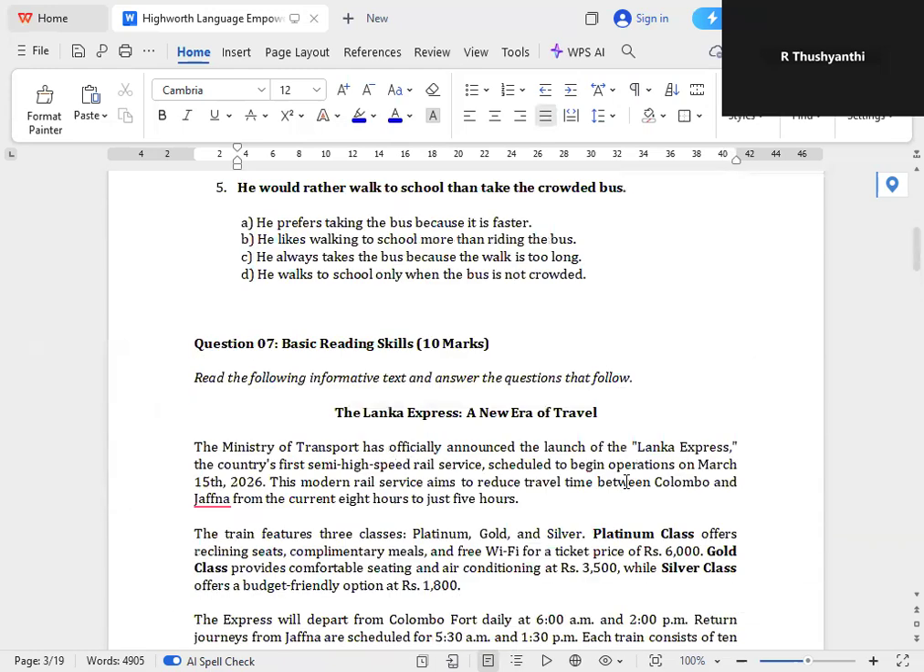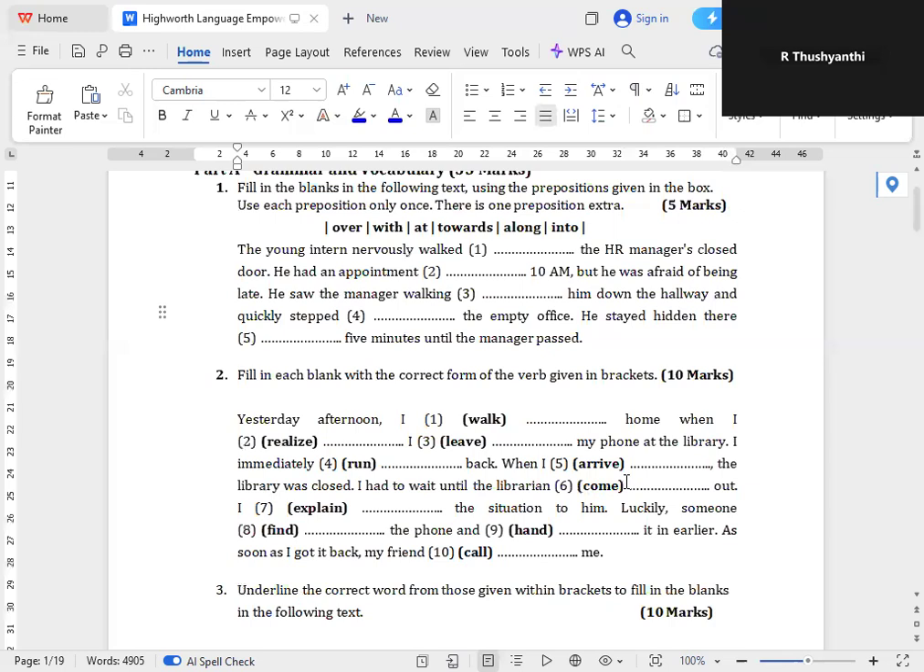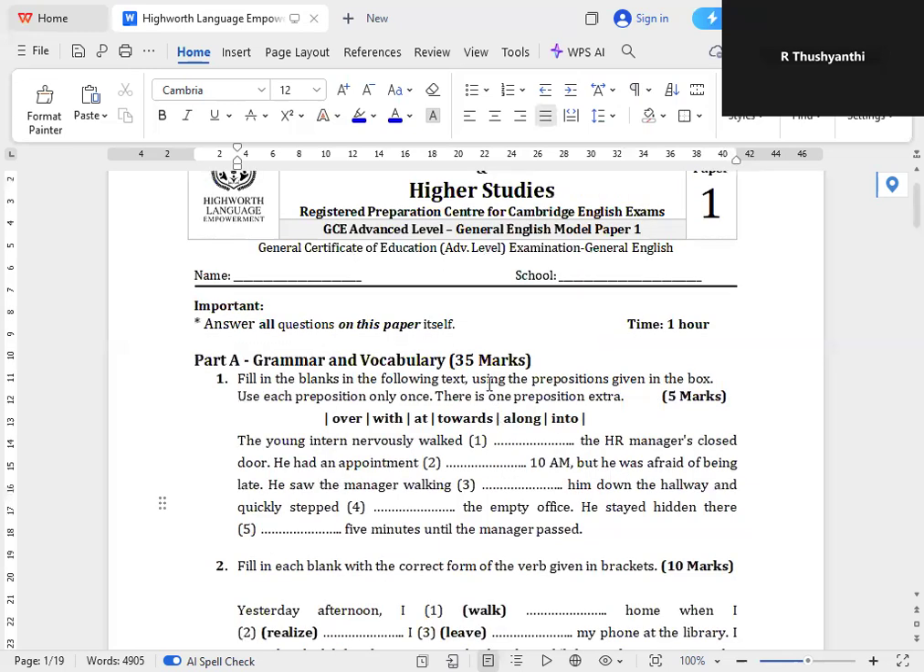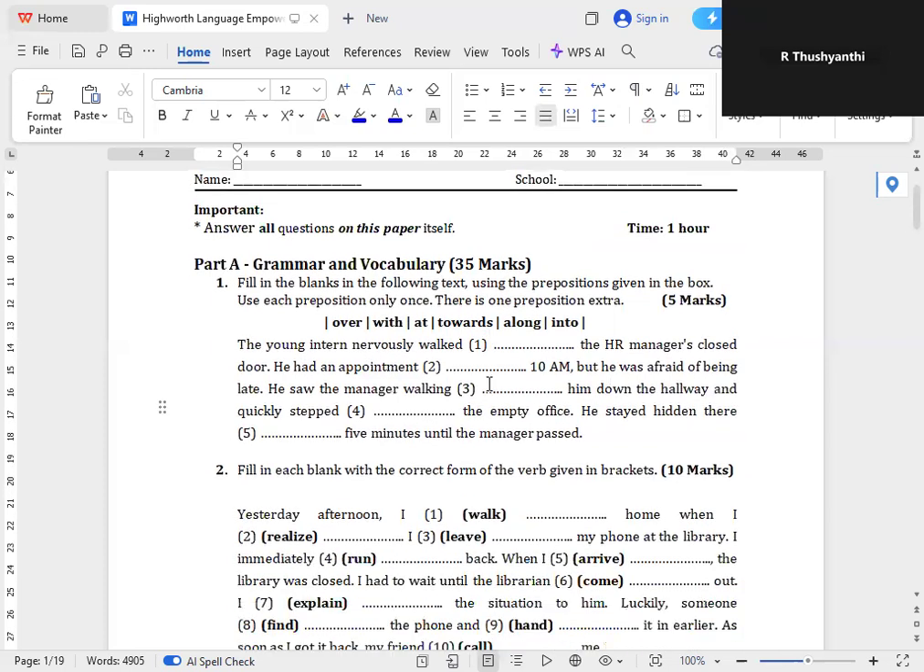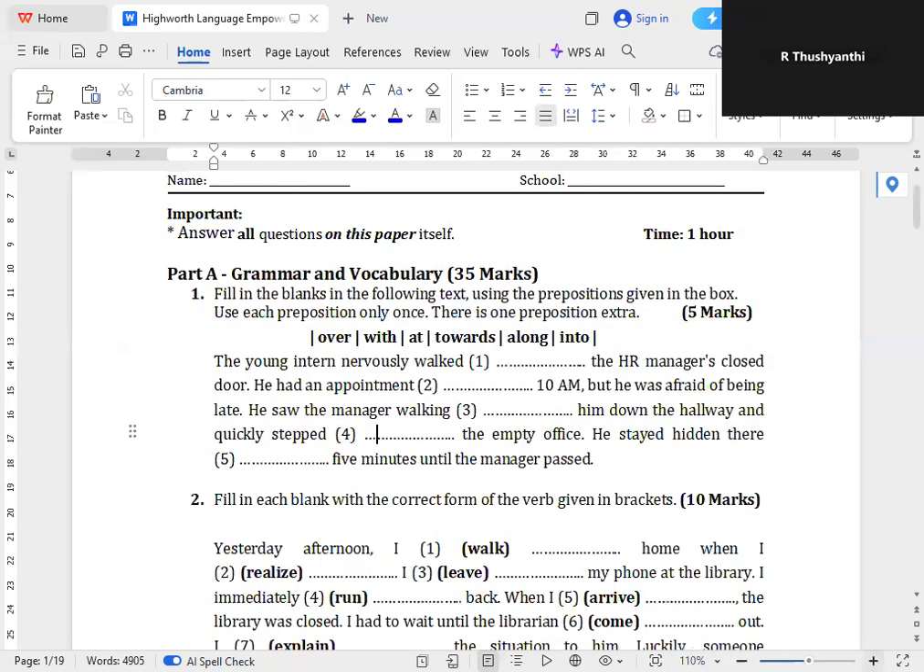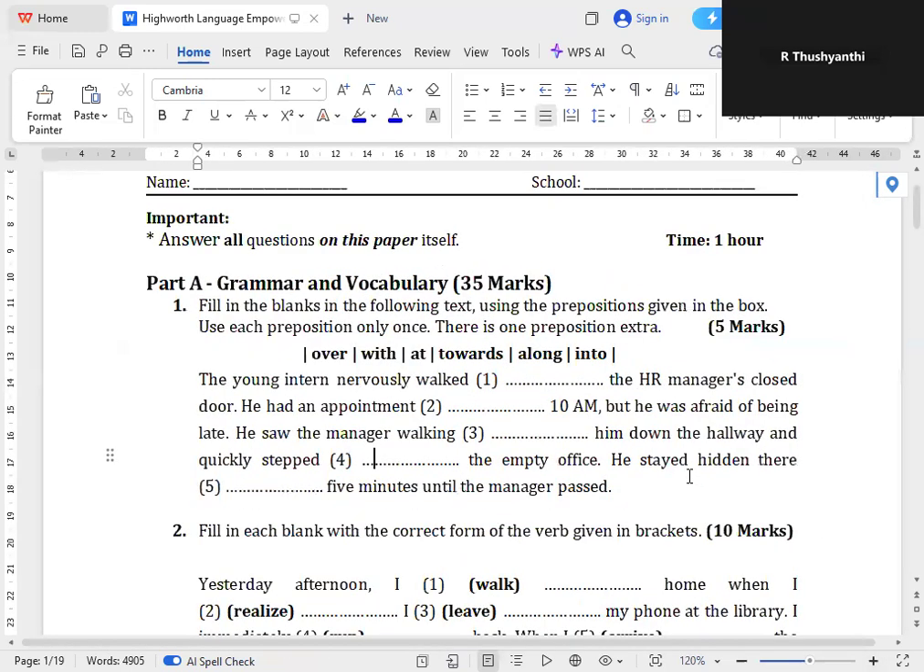How is the paper structured? When we go back to the first paper, in the first paper there are two parts, part A and part B. In part A, grammar and vocabulary is tested, right? So they check how good you are at grammar and vocabulary. So this is grammar. You can see prepositions are here. So they are testing your knowledge about prepositions, how you use the preposition. So that's related to grammar.